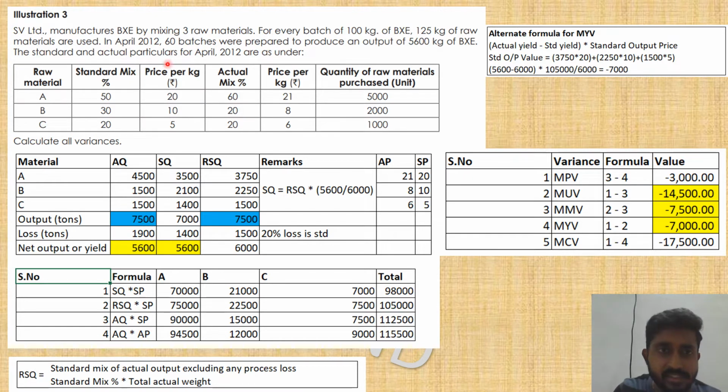We will go to the next details. The standard and actual particulars are given as under. So for the raw materials A, B, C, which are mixed to produce the BXC, the standard mix is given, price is given. So price as it is you can take.